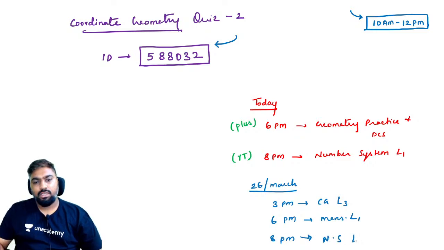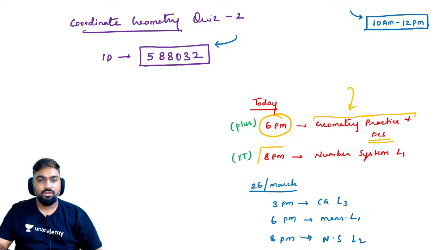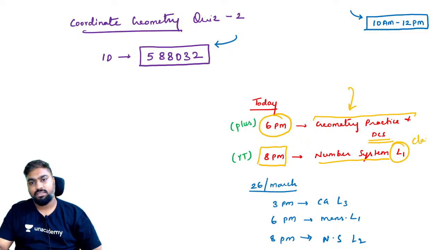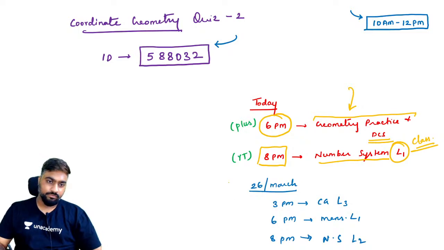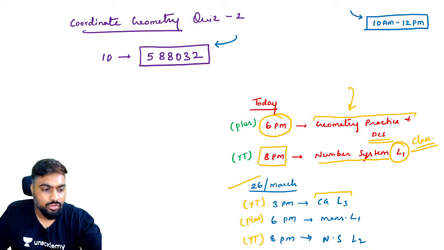Okay, so listen to tomorrow's plan. First listen to today's plan. Today at 6 PM, whoever is on Plus will be doing practice on geometry, and a doubt clearing session. If there are any doubts you can ask, otherwise we will be doing practice on geometry. At 8 PM today on YouTube, we will be starting with the first lecture of number system, doing types of numbers, basically classification. Tomorrow 26th March at 3 PM we'll be doing the same session, the third lecture on coordinate geometry. At 6 PM we'll be starting mensuration on Plus, and at 8 PM we'll be doing the second lecture of number system. Yes, this is the plan for today and tomorrow.